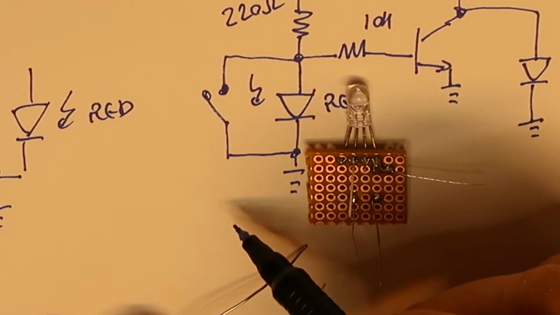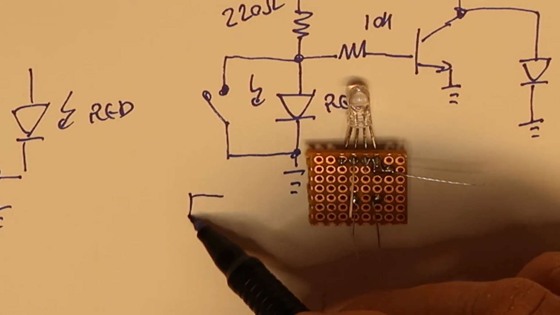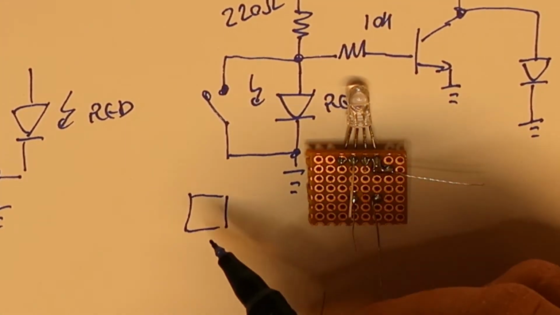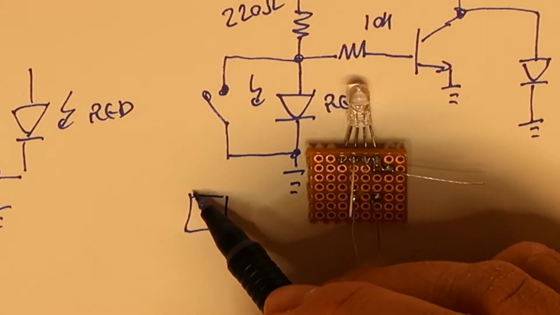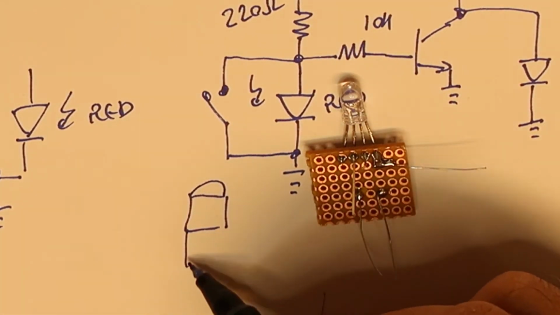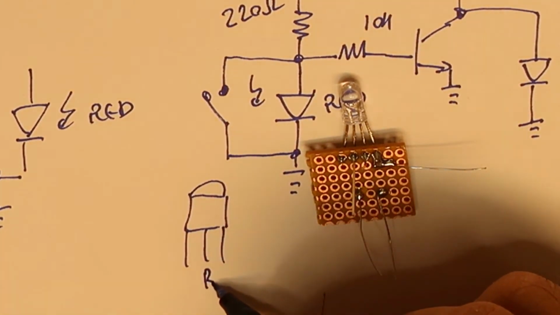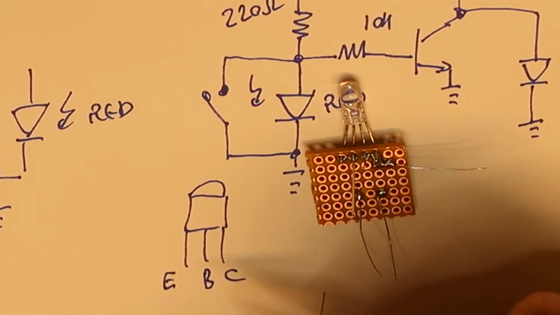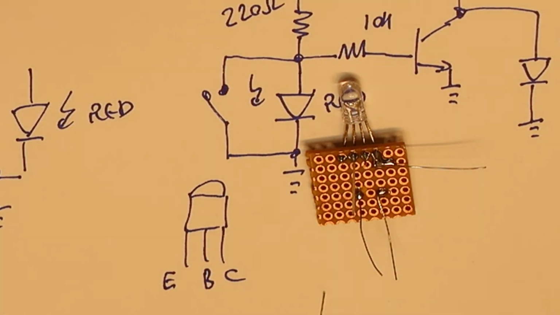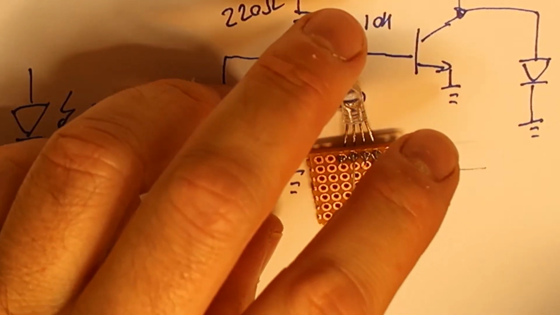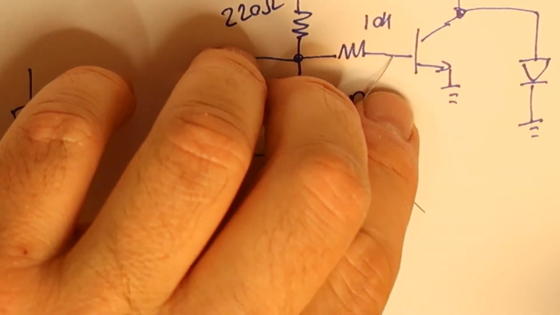Okay, so if this is our transistor and this is the face of it, so it goes like this. The middle is the base, this one is the emitter, and this one is the collector. Okay, so I want it to be connected to the base, and I want the emitter to be connected to the ground. So I will also consider now how to connect my emitter to the ground.